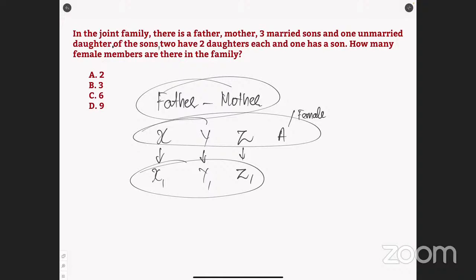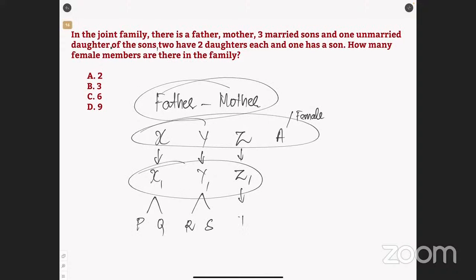That means X has 2 daughters. Let's call them P and Q. Y also has two daughters. Let's call them R and S. And 1 has a son. Z has only 1 son. Let's call him T.